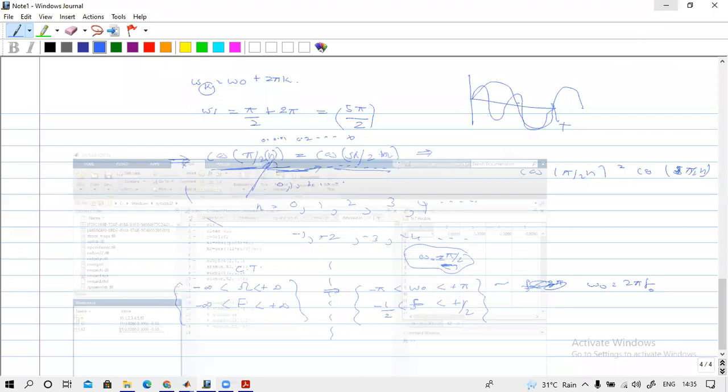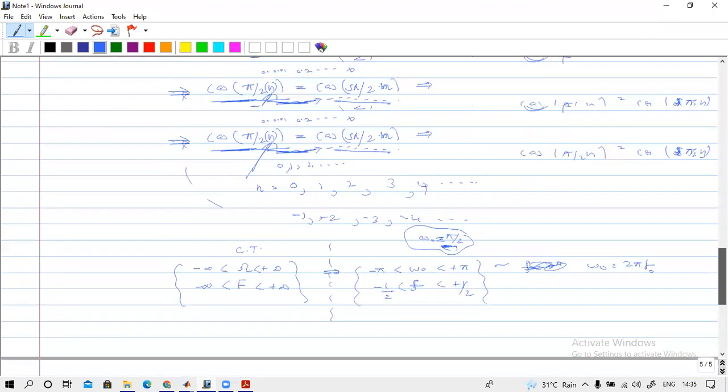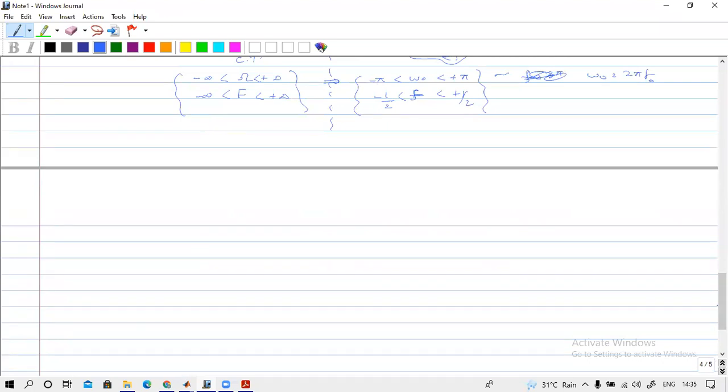Now we are going to learn the sampling. So what is the sampling? Sampling is conversion of a continuous time signal, or you can say analog signal, into a discrete time signal.